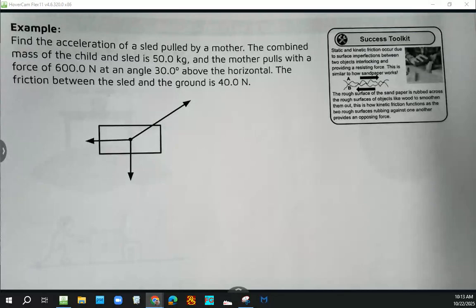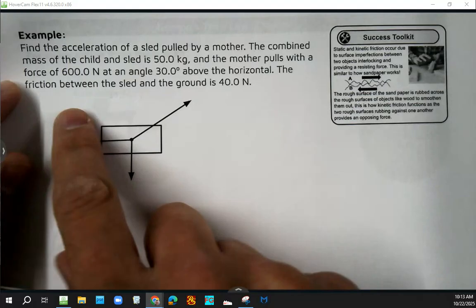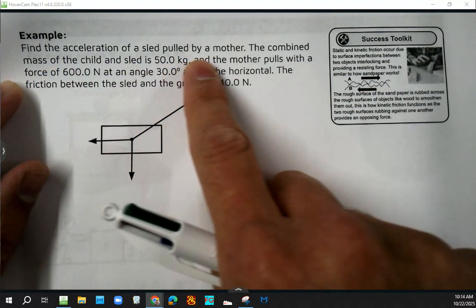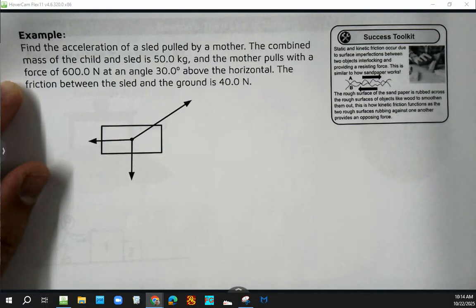We got this situation where I have, well, let's just read the situation. Find the acceleration of a sled pulled by a mother. Okay, that seems like a nice little story. Sled pulled by a mother.